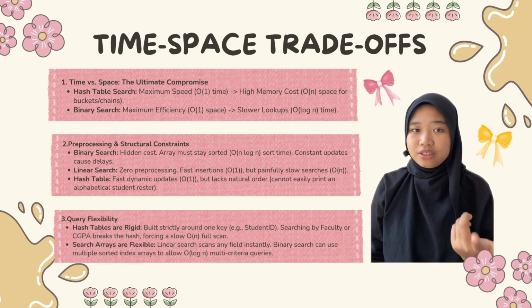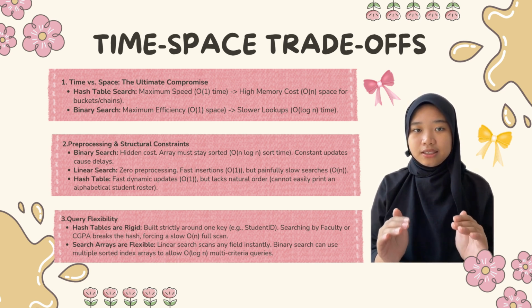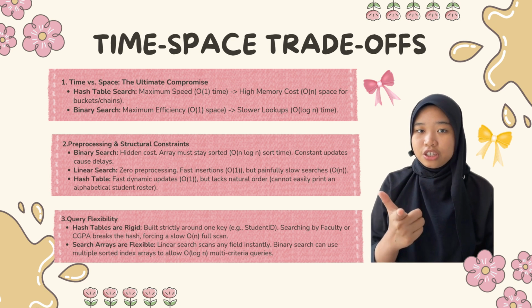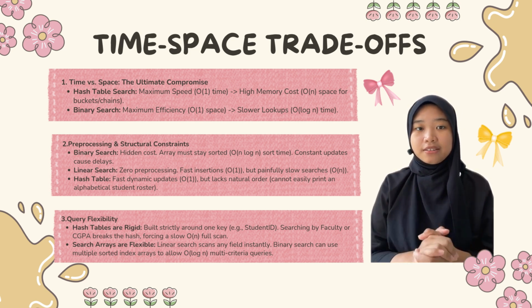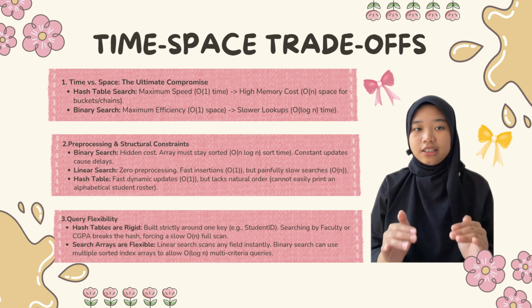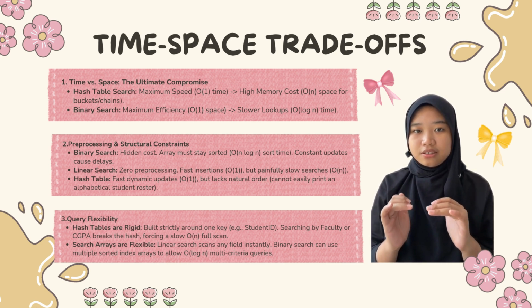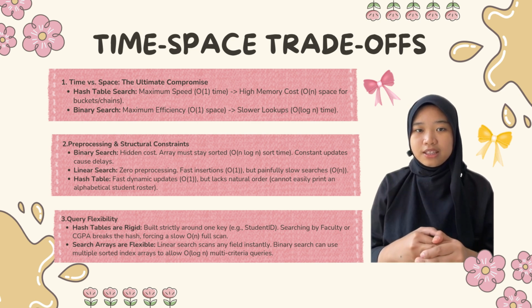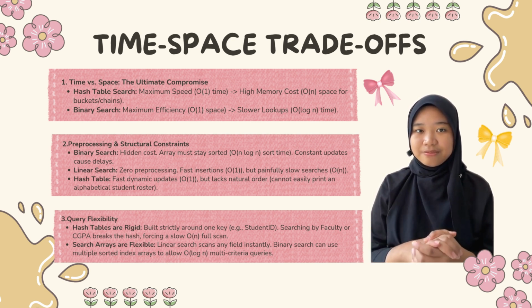Hash tables are structurally rigid. If you try to search by anything other than the primary key, like faculty or CGPA, the system defaults to a slow linear scan. Binary and linear search handle these multi-criteria queries much more naturally. We must weigh these factors based on our administrative needs.